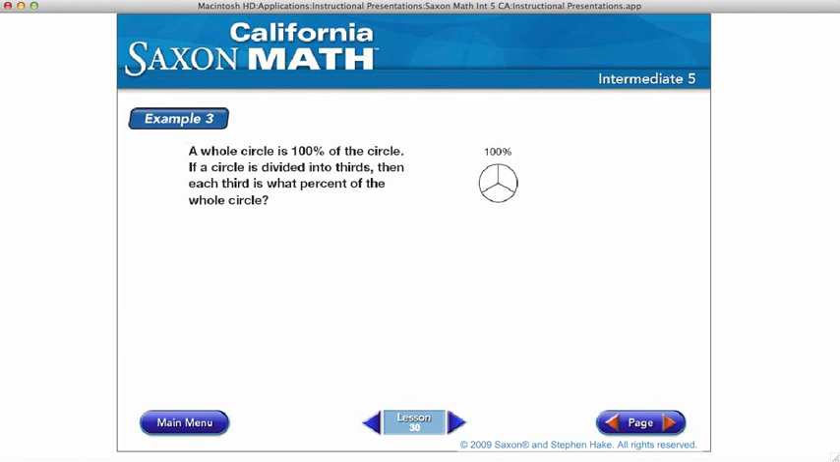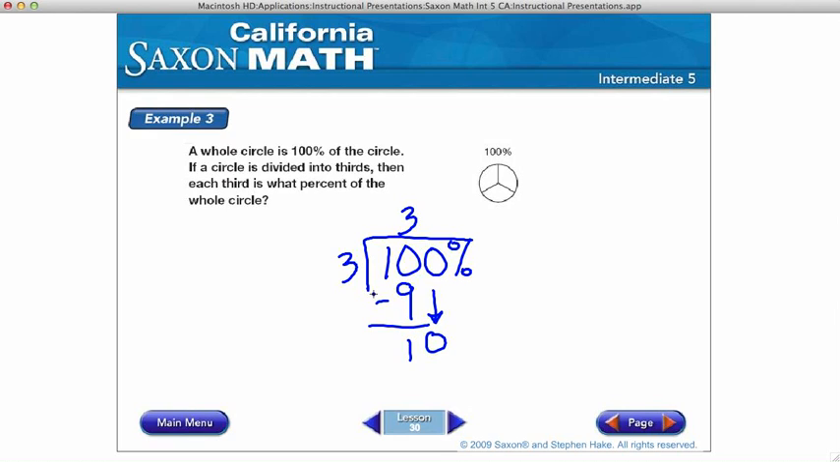A whole circle is 100% of the circle. If a circle is divided into thirds, then each third is what percent of the whole? So I'm going to start with my 100%. And I'm going to divide it into 3 equal pieces. 3 doesn't go into 1, but 3 goes into 10 3 times. 3 times 3 is 9. I subtract. Bring down the 0. 3 goes into 10 3 times. 3 times 3 is 9. I subtract. I have nothing left to bring down, so I have this 1 left over.